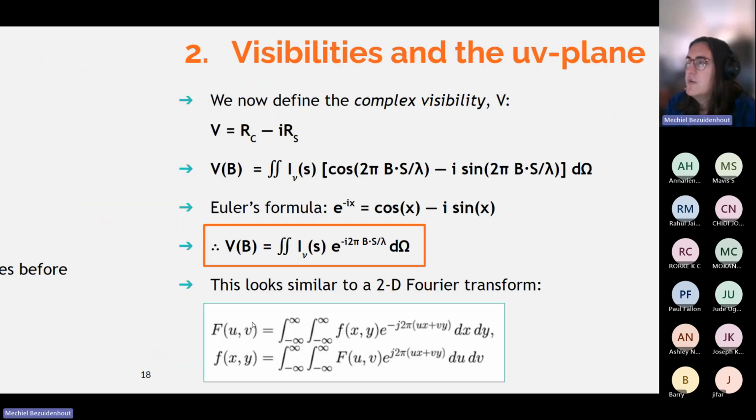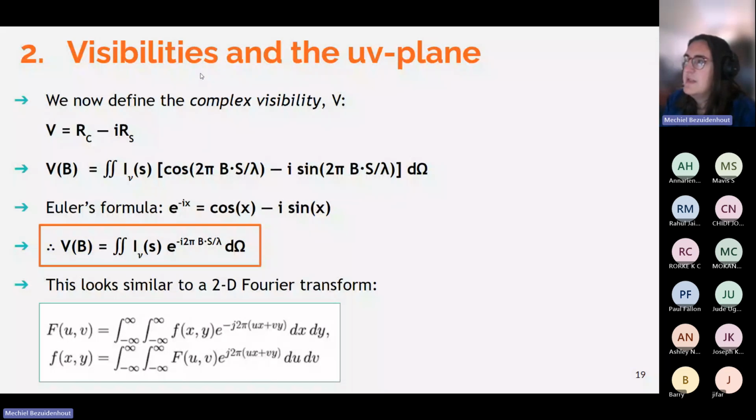So let's now move on to a very important concept, which is the visibilities. We can define a quantity called the complex visibility V, which is RC, the cosine response, minus i times the sine response. So now we have a complex number with the real part being the cosine response and the imaginary part being the sine response. And if we substitute the equations for the response into this, we get an integral over solid angle of an intensity I times this cosine minus i sine.